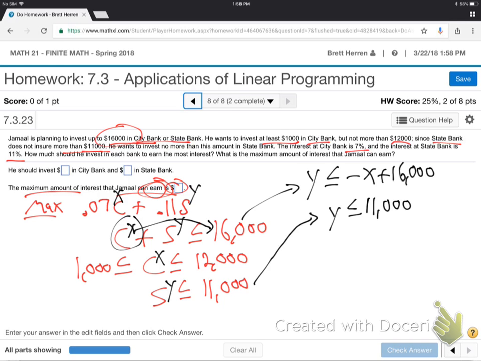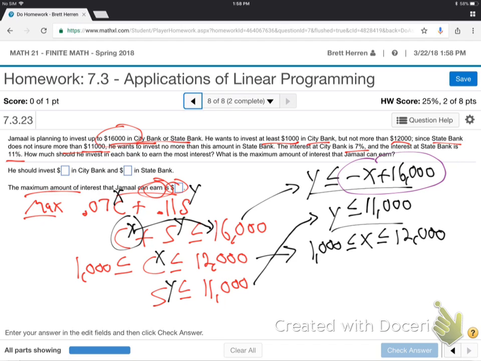So I got Y alone in the first equation and the third equation. But the second equation, the middle equation, there's no Y. I can't get Y alone. There is no Y. The second equation simply says that X is between 1,000 and 12,000. All right. Well, let's go to our graph. So all we can put on our graph is this one and this one. That's all we can do.